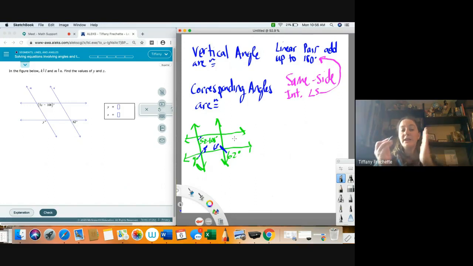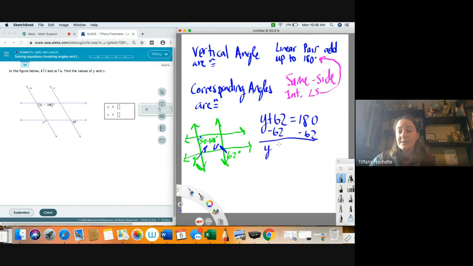So if I'm looking at the two parallel lines going up and down, then this bottom green line is the transversal when we're talking about same side. So they're both on top of that line and they're both inside. So I know that Y plus 62 has to equal 180 degrees if I add them together. So all I have to do is simply subtract 62 from each side to figure out what Y has to be. So Y has to be, let's go through and do our borrowing here.